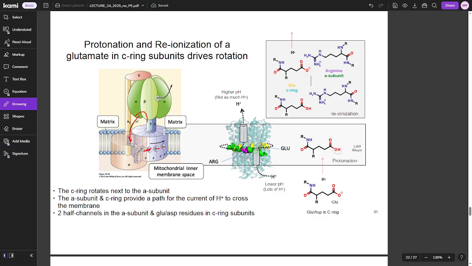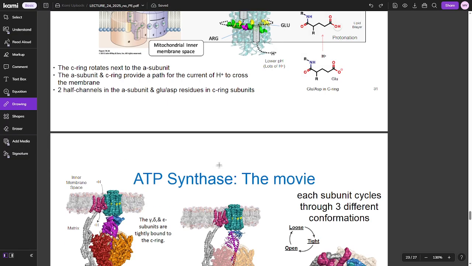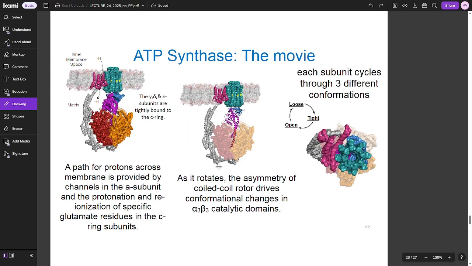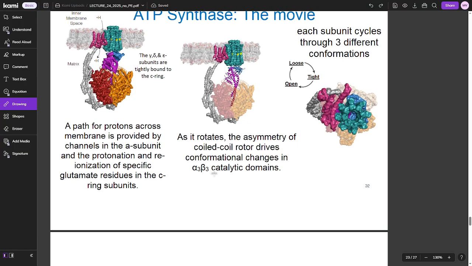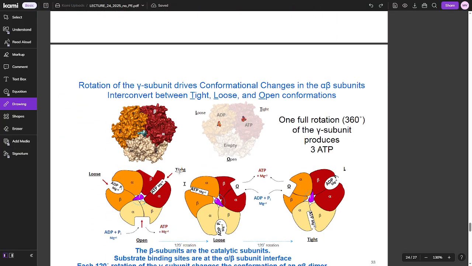That's basically how we're using the energy in the H plus to power ATP synthase and generate ATP. But that's just how the H plus goes through it. Now I have to talk about how it actually generates the ATP. That's down here.